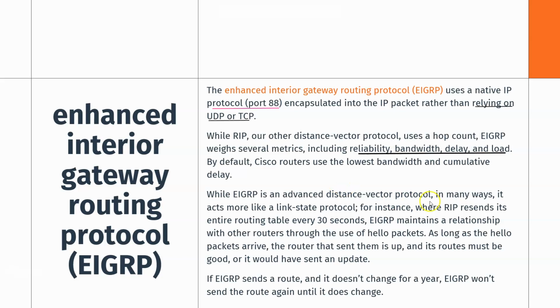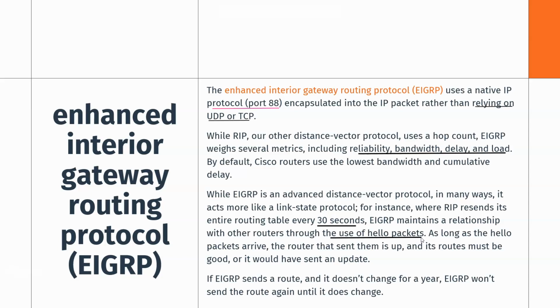Advanced Distance Vector Protocol acts more like a link state protocol. RIP sends its updates every 30 seconds. EIGRP maintains a relationship with other routers, uses hello packets. The hello packets, you still there? You still there? OSPF is going to use hello packets too. Are you still there?